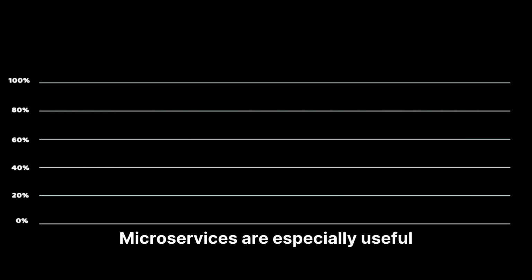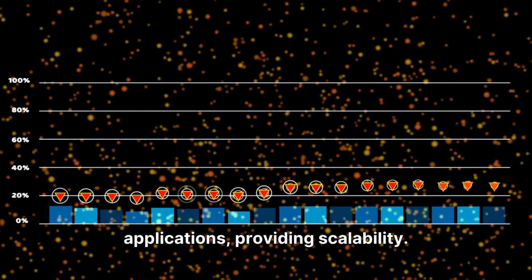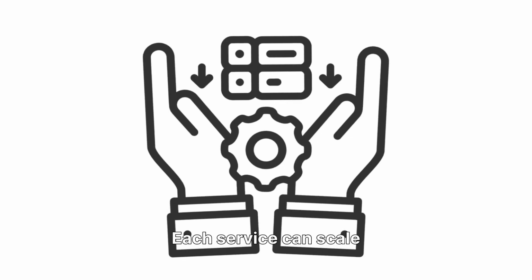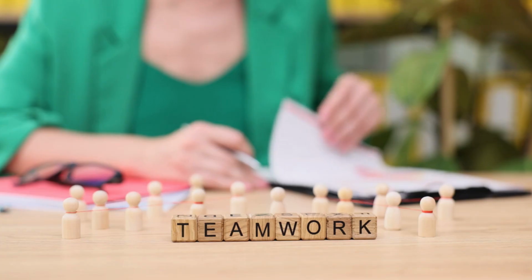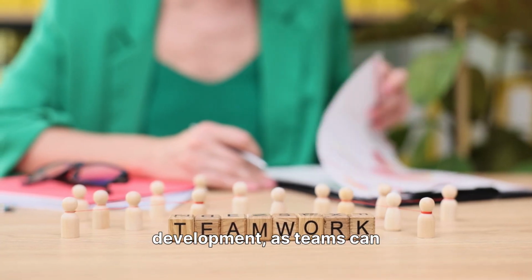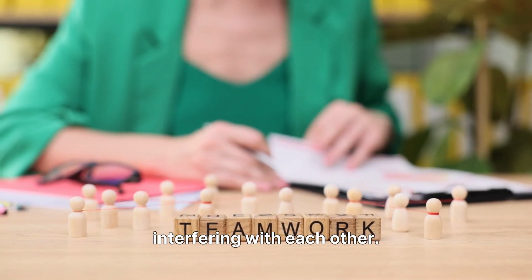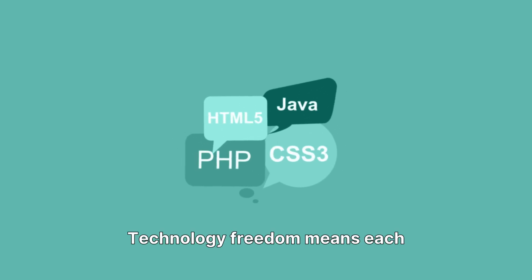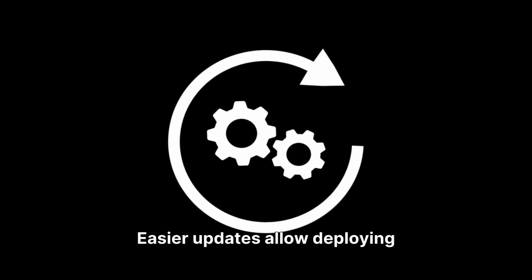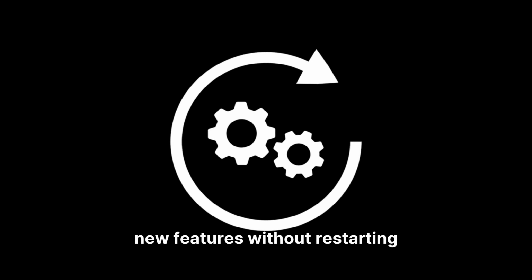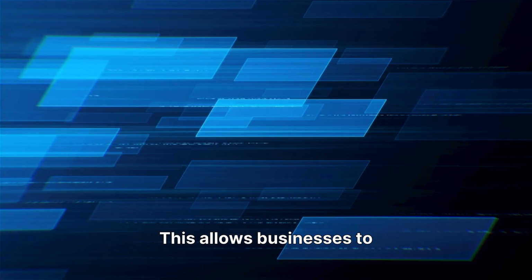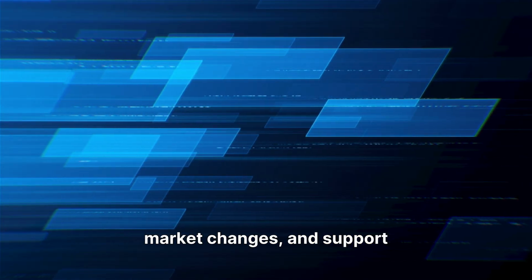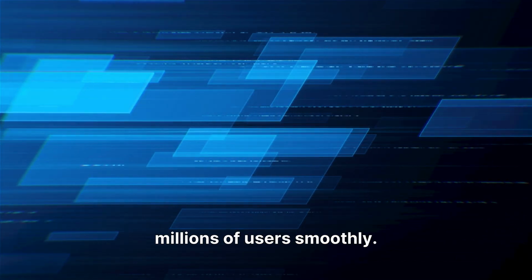Microservices are especially useful for large or fast-growing applications, providing scalability. Each service can scale independently based on demand. They also enable faster development, as teams can work in parallel without interfering with each other. Resilience is another advantage. If one service fails, the entire system may still keep working. Technology freedom means each service can use the best language or framework for its job. Easier updates allow deploying new features without restarting the whole system. This allows businesses to move quickly, adapt to market changes, and support millions of users smoothly.